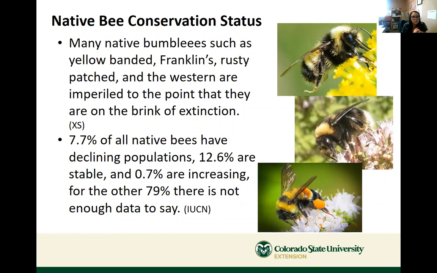As far as native bees go, a little over 7% of all the native bees have a declining population. 12.6% are stable, so that's good. And a little over 0.5% are increasing. But for the other 79%, there's just not enough data to say. A lot of times, the native bees aren't really the topic of research studies, so we just don't really know. But like I said, spreading awareness, being aware that they're there, and trying to help them out will help to boost those populations.